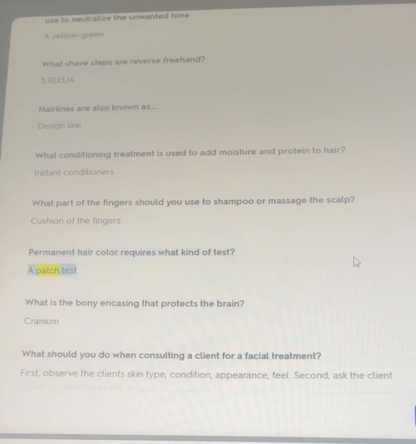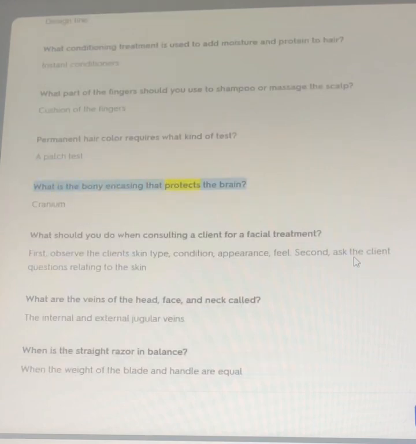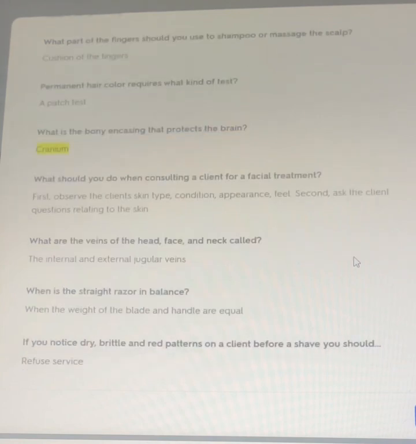A patch test. What is the bony encasing that protects the brain? Cranium. What should you do when consulting a client for a facial treatment? First, observe the client's skin type, condition, appearance, feel. Second, ask the client questions relating to the skin. What are the veins of the head, face, and neck called? The internal and external jugular veins.